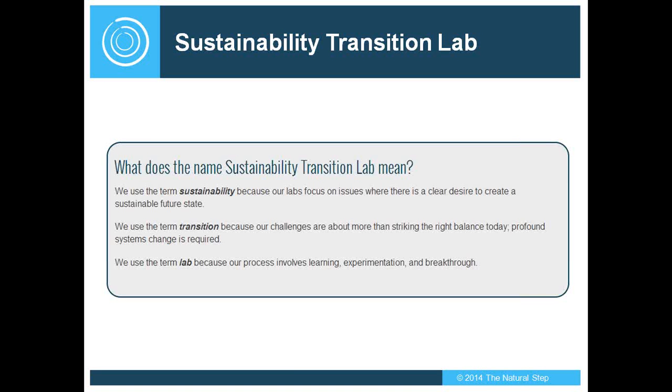Sustainability being the shared goal, transition being a recognition that systems change is required to transition to that sustainability, that shared goal, and lab implying learning, experimentation, breakthrough. So that Sustainability Transition Lab process is intended to build the capacity of a group of those diverse stakeholders to tackle that wicked sustainability challenge, to create those breakthrough solutions within that system. We want to innovate differently, right?